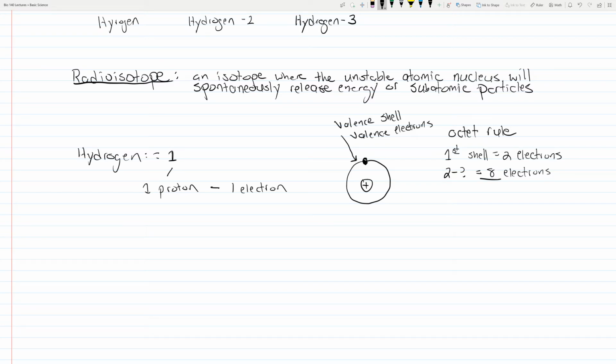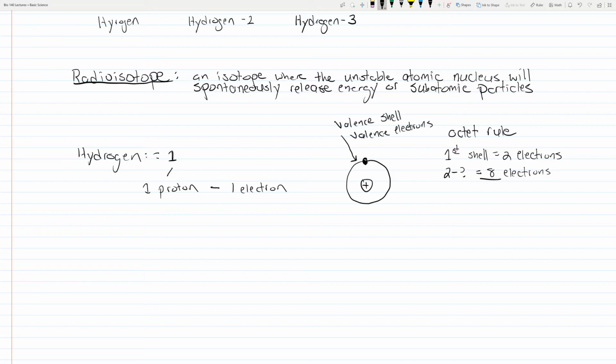These are important because these are the electrons that will interact with other atoms. The nuclei of atoms do not interact with each other. It is the electrons that do it. So, octet rule: the first shell can only hold 2 electrons. Every other shell after that upwards can hold 8.